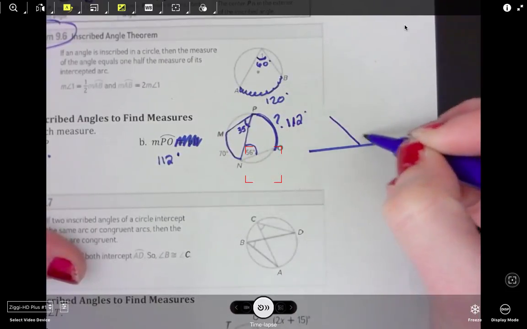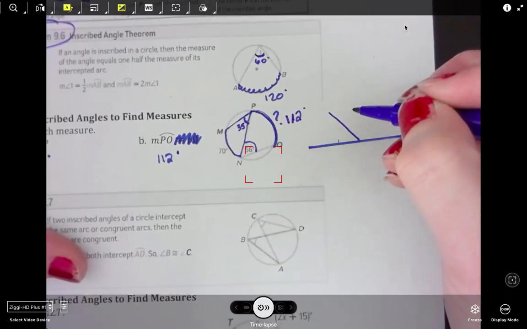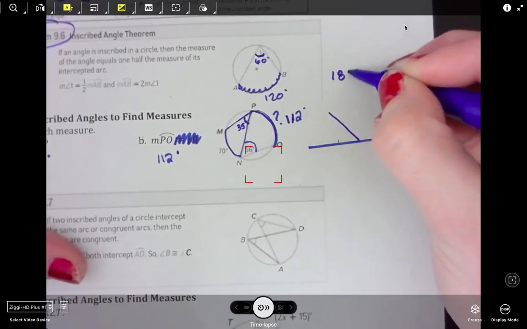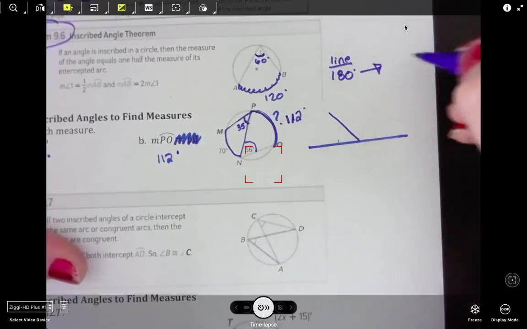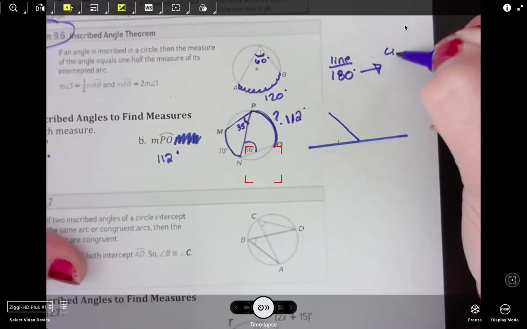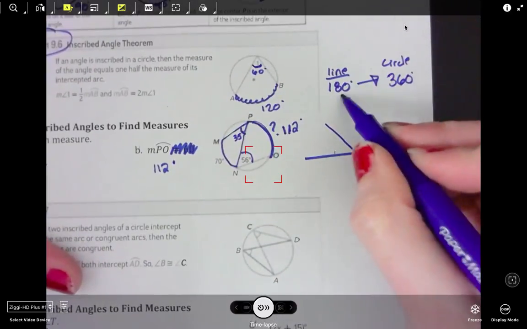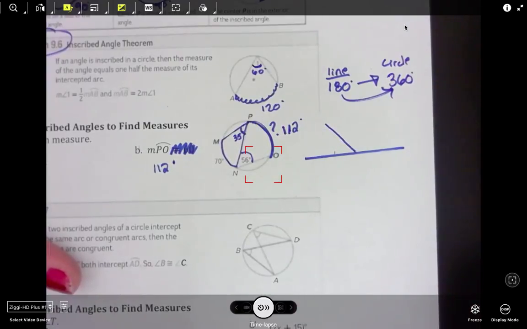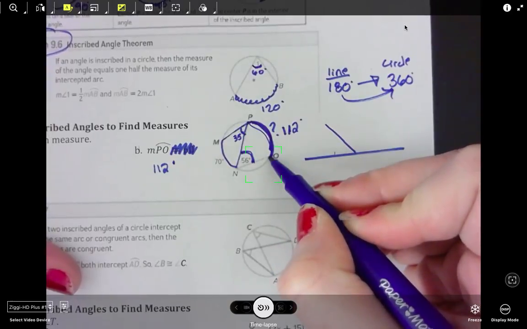So like this line right here is 180 degrees, but circles are measured in 360s. So you're going from a linear measure, this would be what a line is, to a circle, which is 360 degrees. So you kind of have to double it when you're going from one to the other. Okay, so this guy you double to figure out what the arc is.